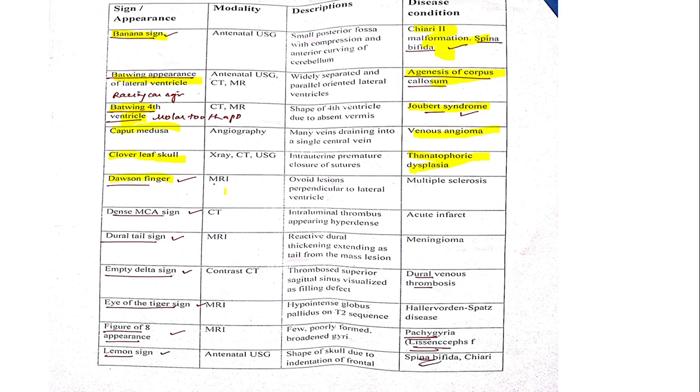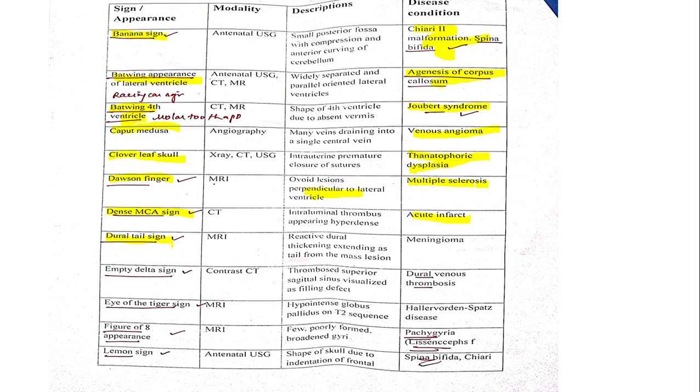Dawson's fingers are seen in MRI of multiple sclerosis due to ovoid lesions perpendicular to the lateral ventricle. Dense MCA sign is an important sign that is seen in CT in acute infarct. It is due to intraluminal thrombus appearing hyperdense.